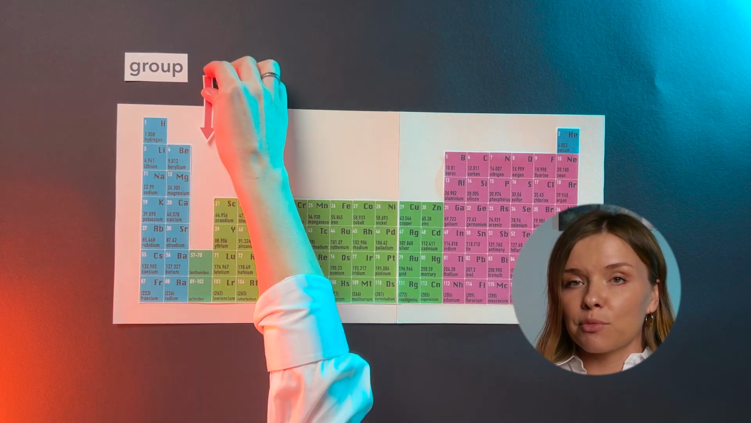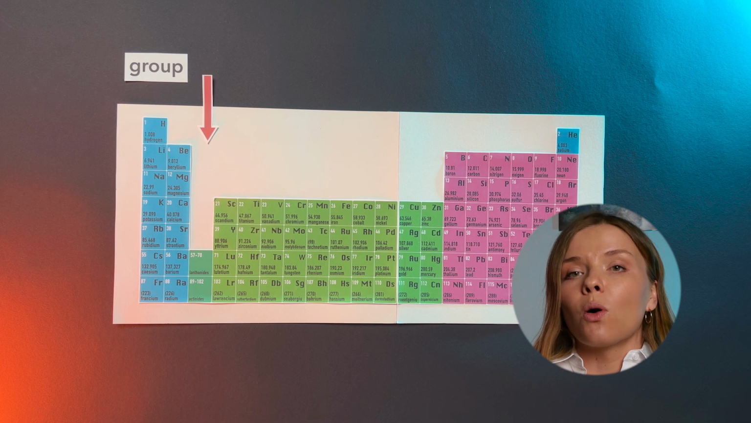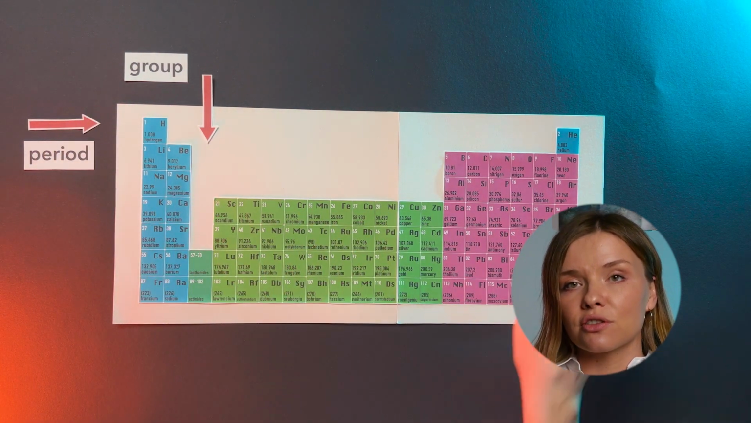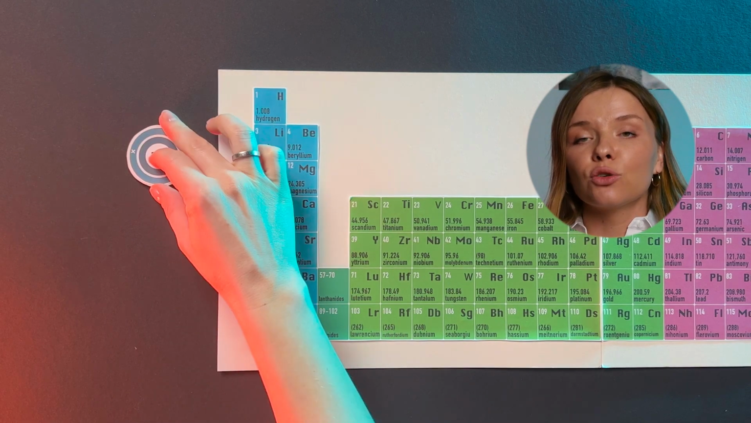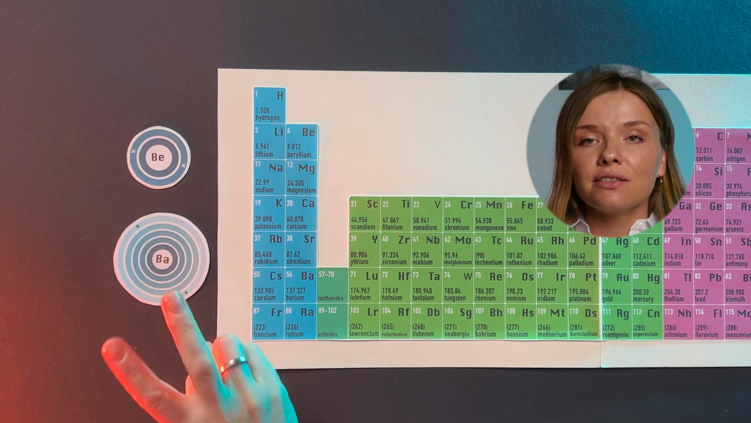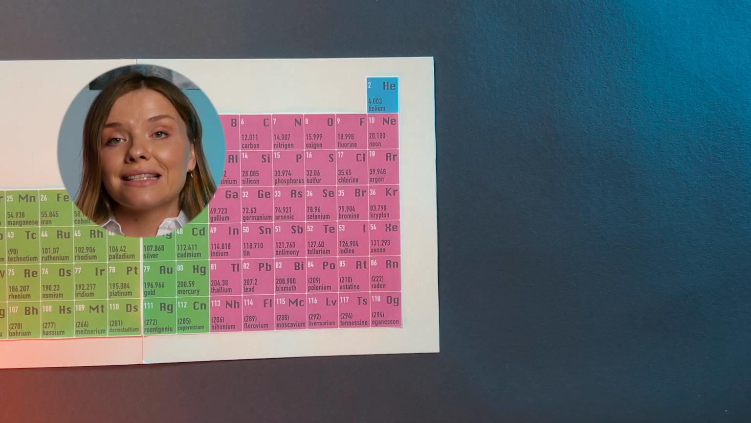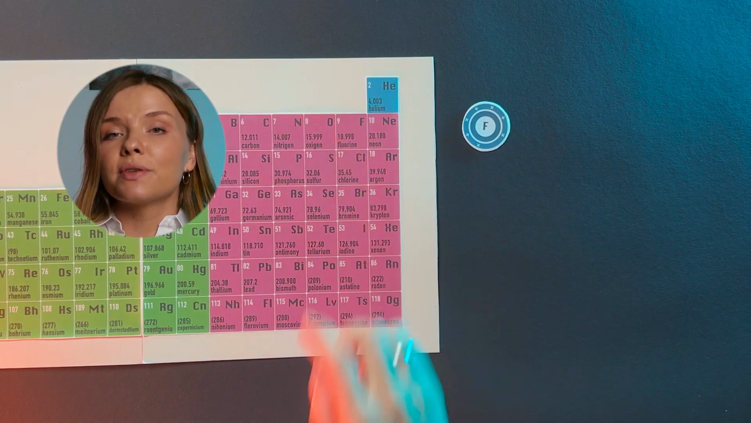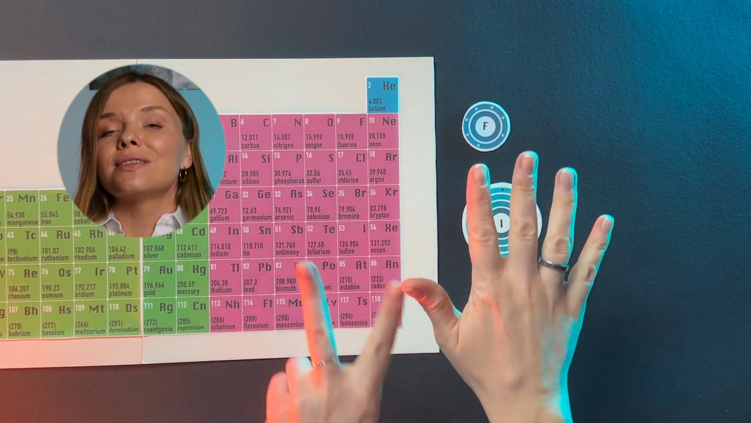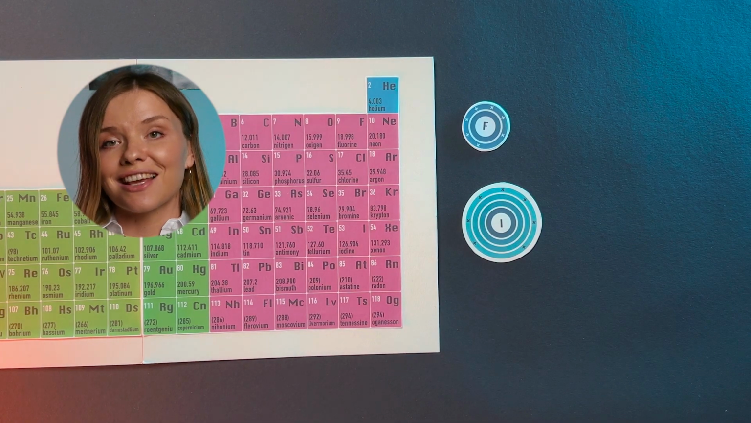Elements within the same group have the same number of valence electrons, meaning they have similar chemical properties. For example, elements in group 2 have 2 electrons in their outer shell, resulting in a valence of 2. Similarly, elements in group 17 have 7 valence electrons, leading to similar chemical properties for these elements.